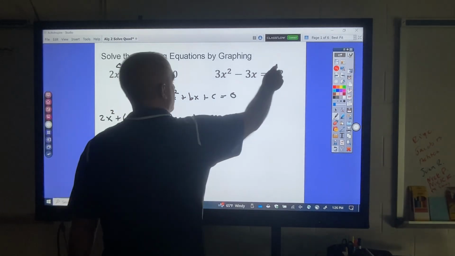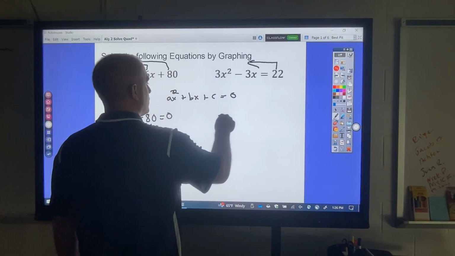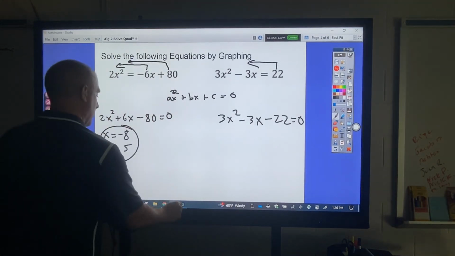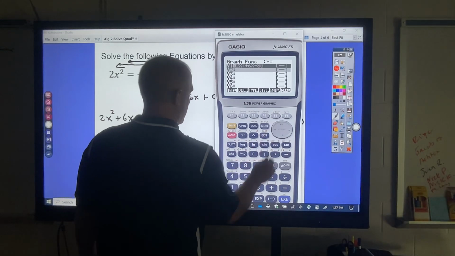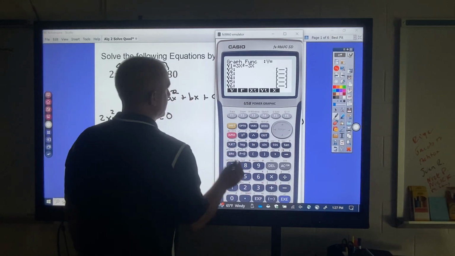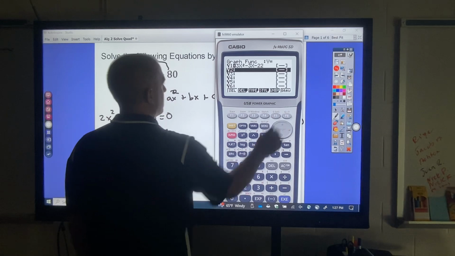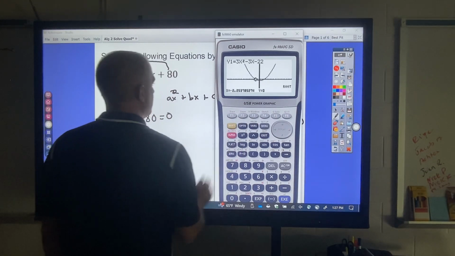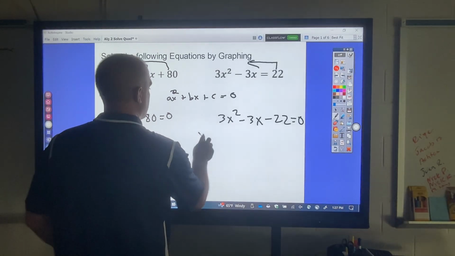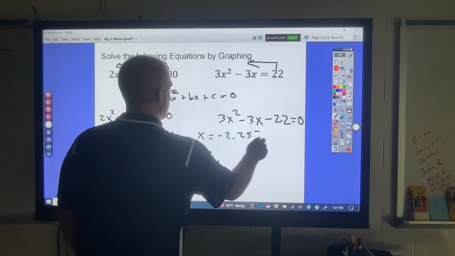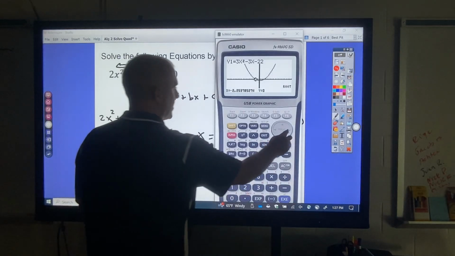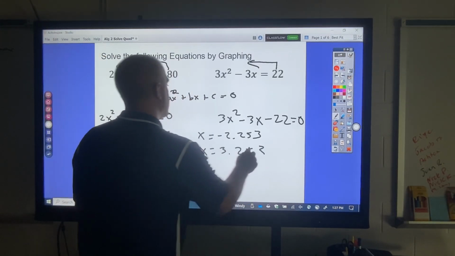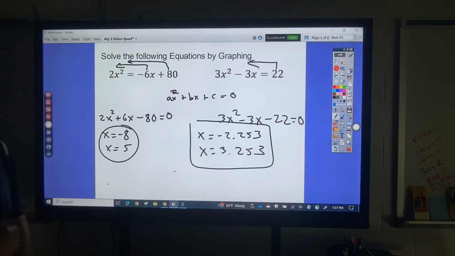So for this one, what I want to do is bring back that 22. So I got 3x squared minus 3x minus 22 equals 0. Then I go into here, 3x squared minus 3x minus 22, execute. Okay, draw. And I'm already zoomed out pretty good, so I'm in good shape there. G-solve root. One of the roots is negative 2.253, which is okay. And then I just hit over here to get the other root, which is x equals 3.253. And those are the solutions by solving.